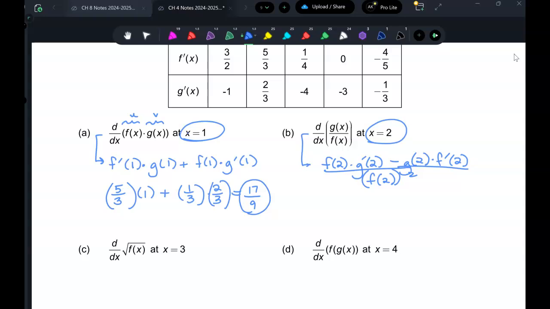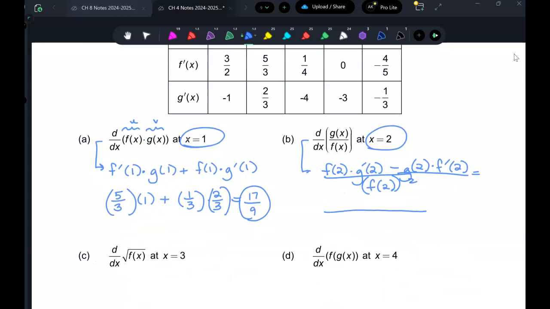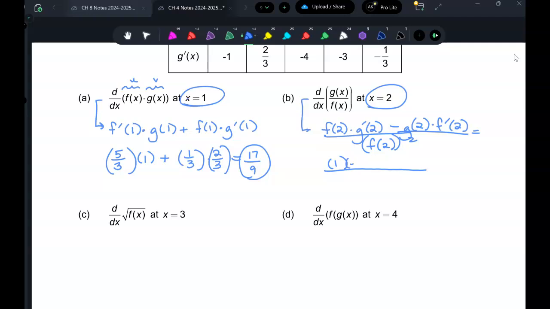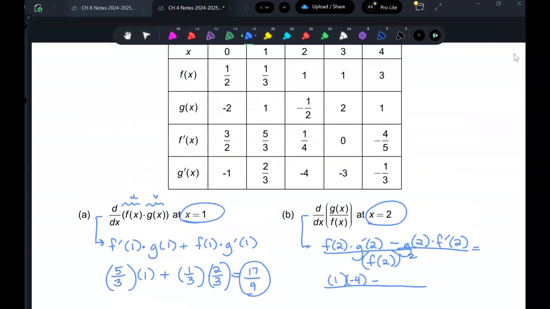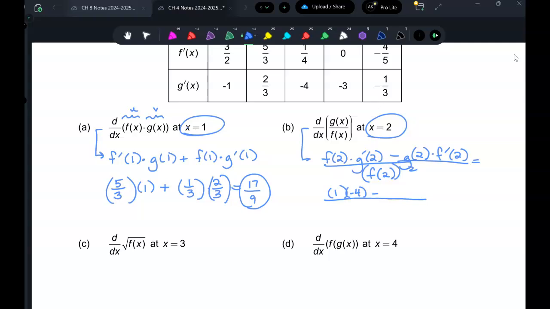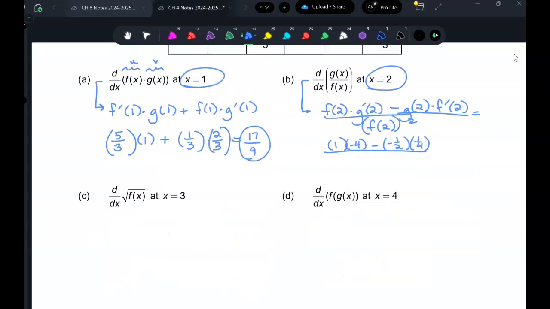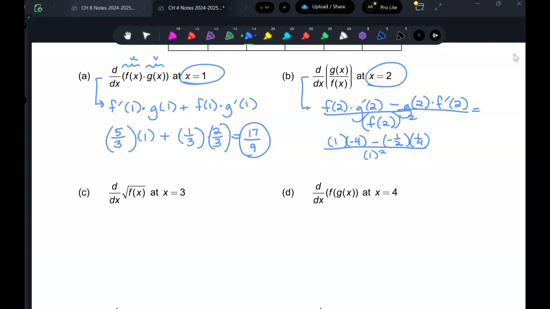Oh, sorry. Okay, f of 2 is 1. G prime of 2 is -4. Minus g of 2 is -1/2. F prime of 2 is 1/4. And f of 2 is 1 squared. Okay, so that gives us -4.